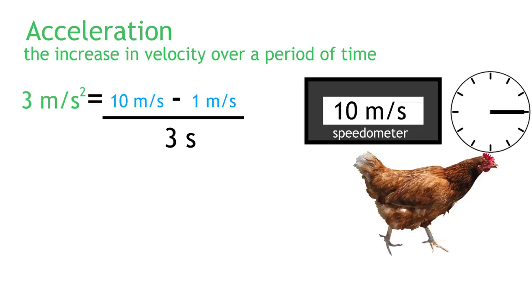Hold up though, if you don't understand what 3 meters per second squared means, it just means that every second the object will gain 3 meters per second of velocity. Acceleration can also be negative. When this happens, we call it deceleration.